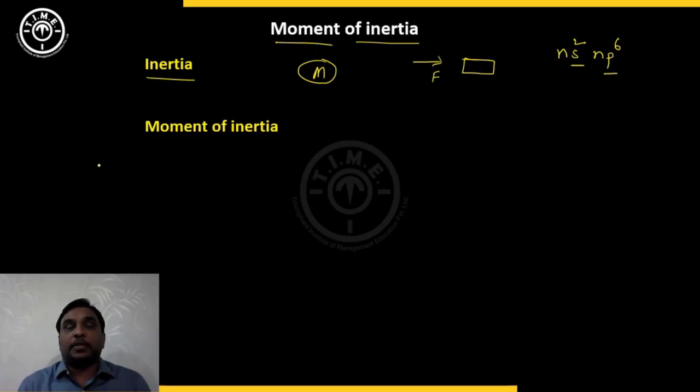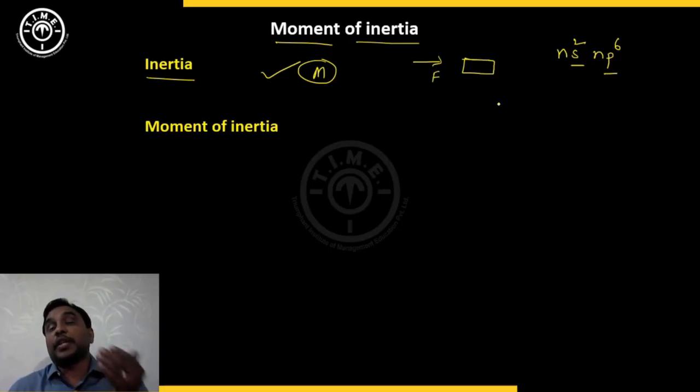Let us suppose there is a heavier object and there is a lighter object. If you want to set these two bodies into motion, because they are already in a state of rest, definitely you need to put more effort on the body which has more mass to set it into motion. So inertia is measured in terms of mass. More mass, more inertia; less mass, less inertia.